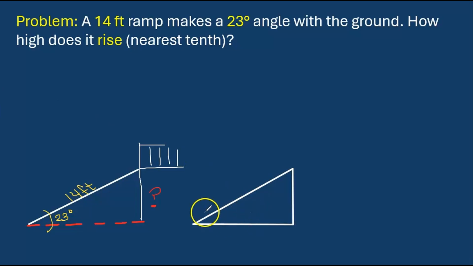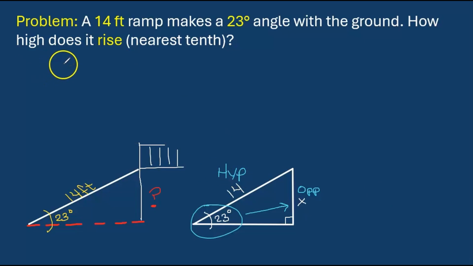So we have our 23 degrees here. Our hypotenuse is 14, and we are looking for x. Again, let's go ahead and orient ourselves to what we are given. This is our angle. So this is opposite our angle. And this is our hypotenuse.